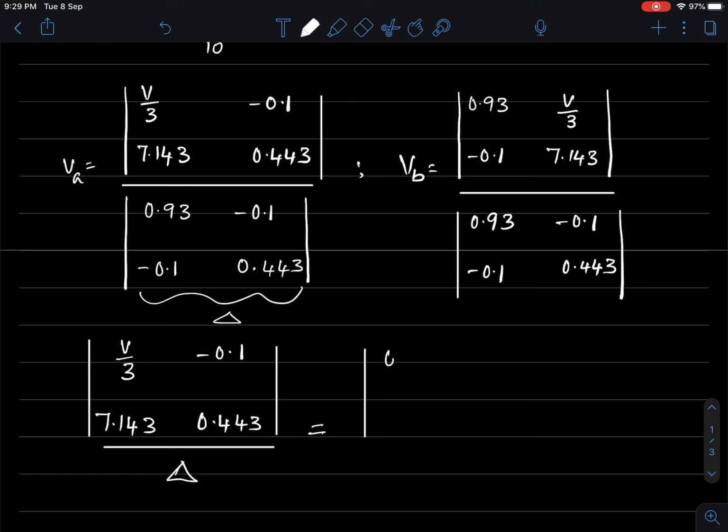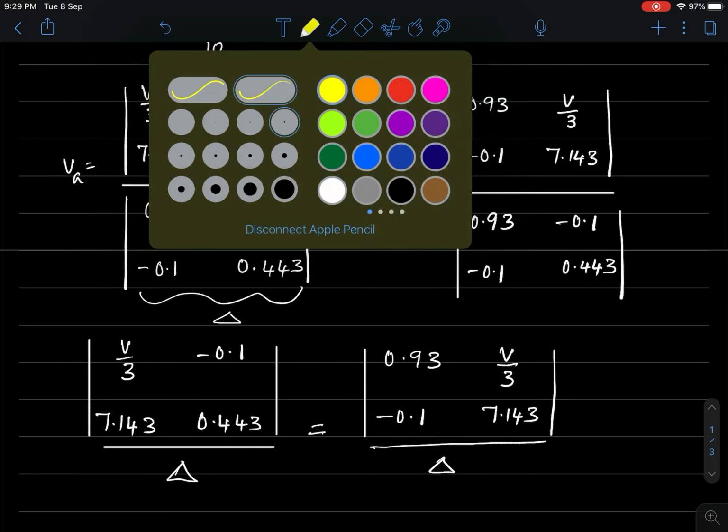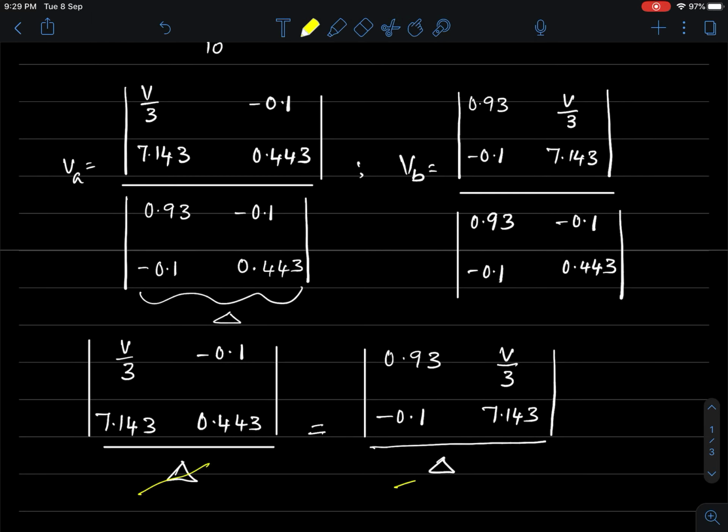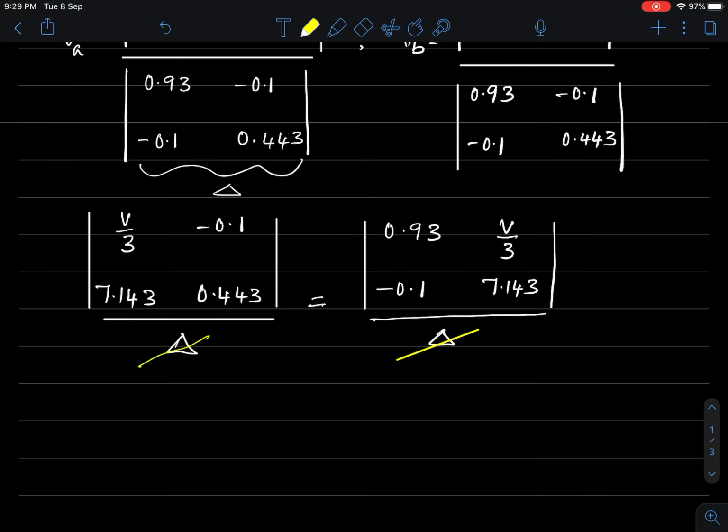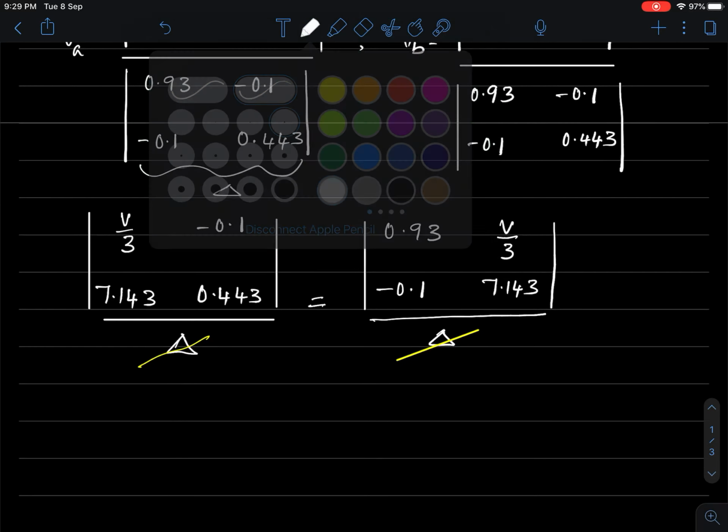VB has got 0.93, V by 3, minus 0.1, 7.143, divided by delta. So, when I equate the two, my delta on both sides would get cancelled. This delta would get cancelled with this delta. Now, I will simply simplify and get the value of V.